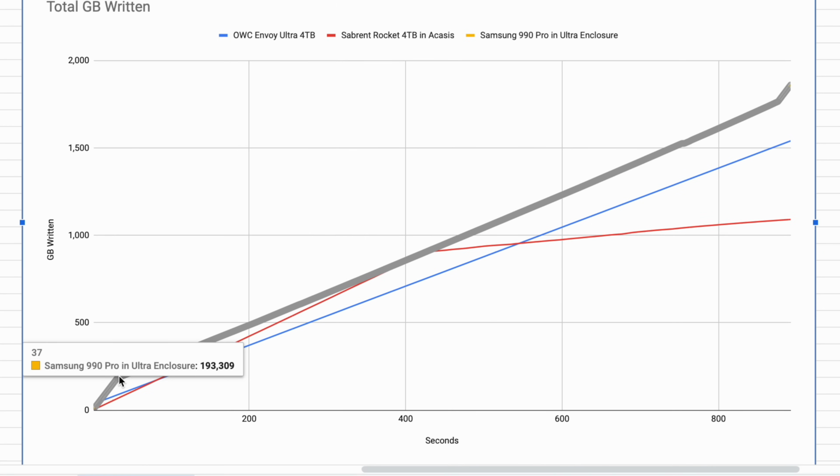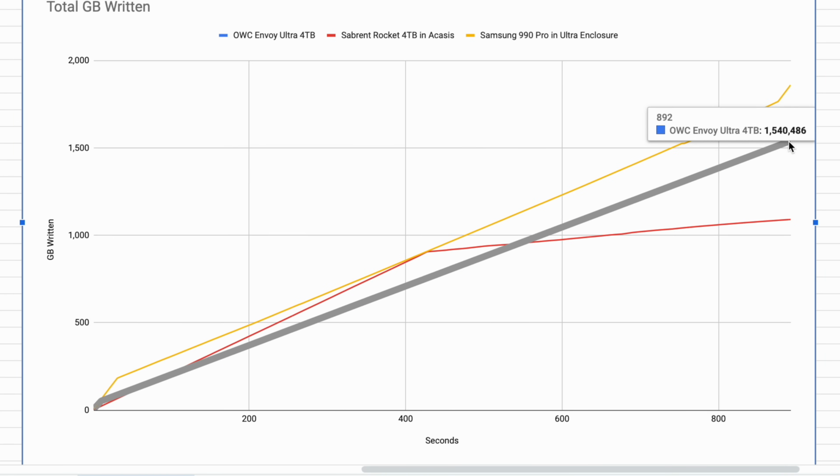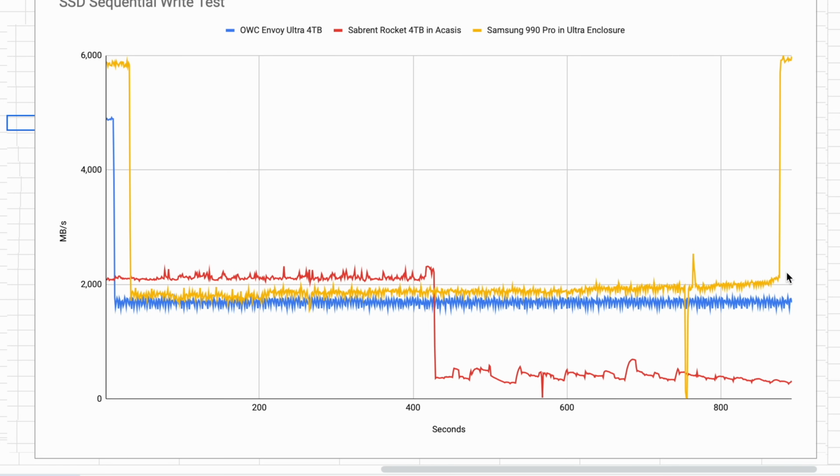But then if we zoom out, we can see during the whole 15-minute copy, we actually ended up copying 1.8 terabytes of data in 15 minutes compared to 1.5 with the original OWC Aura Pro 4. And if you look near the end of the write, you can see that there's a large jump back up towards the 6,000 mark. This is because some of that cache, some of this big cache ended up moving over to the lower disk speed, freeing up some space to write to more of the cache file up here.